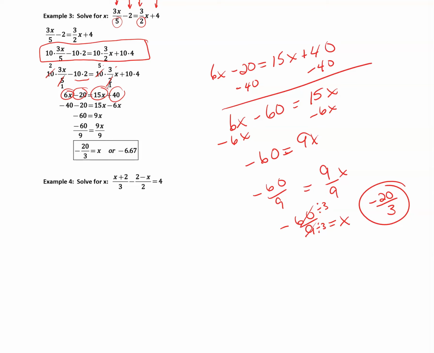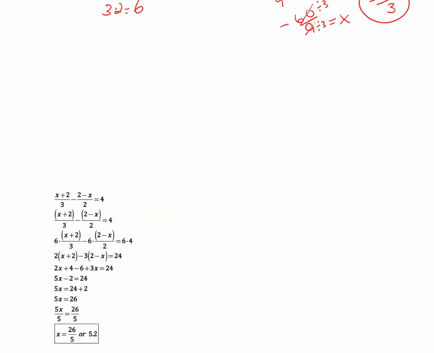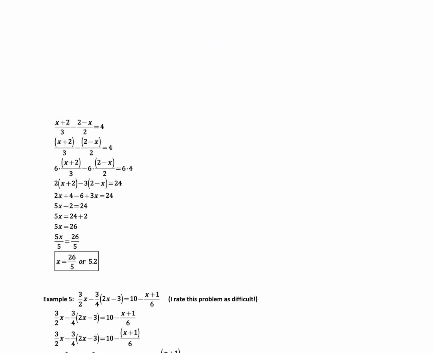On the next one, again, here's my 3 times 2 for the fractions, which is going to be a 6. I'm going to multiply everything by a 6, which is right here. After I do my crossing out, I have a 2 left here, and I have a 3 here, so I have 2 parentheses x plus 2 minus 3 times 2 minus x equals 24.